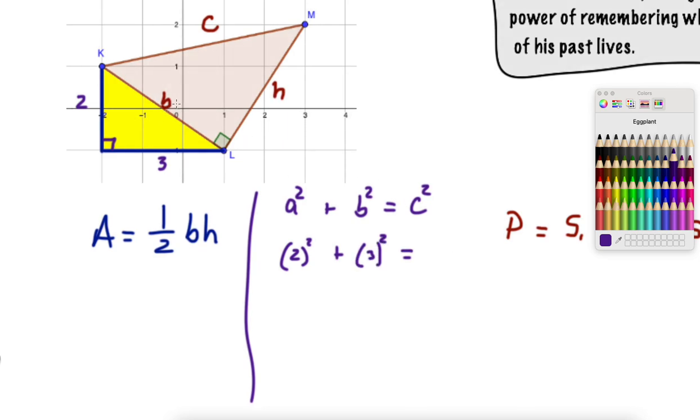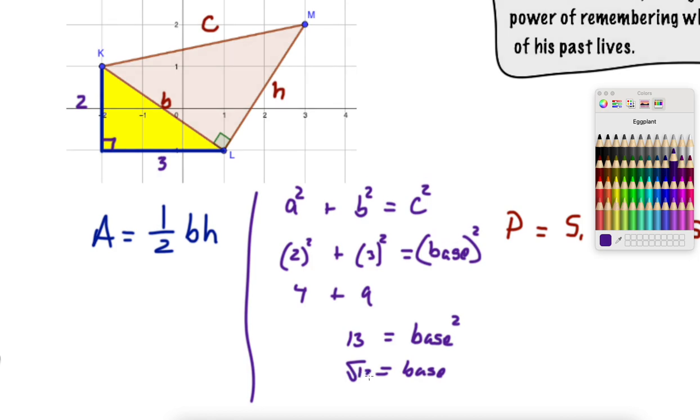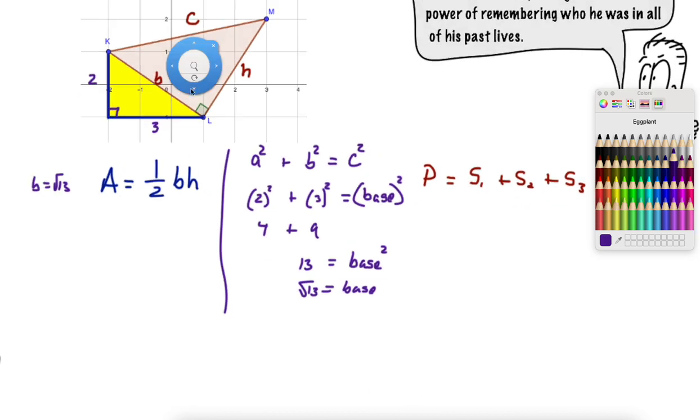C here, I'm gonna replace C with B for base. Maybe I'll just write it out, base. Okay, this is going to be 4 plus 9, that's 13, equals my base squared. So the base of this triangle is going to be root 13. So I've got my B right here, is root 13. This is also going to be one of my sides, so maybe I'll call that the first side, root 13.